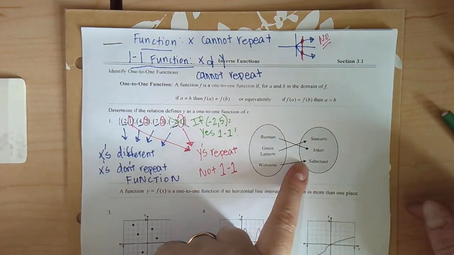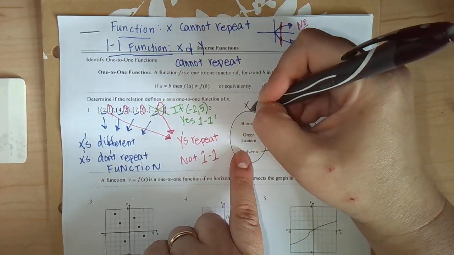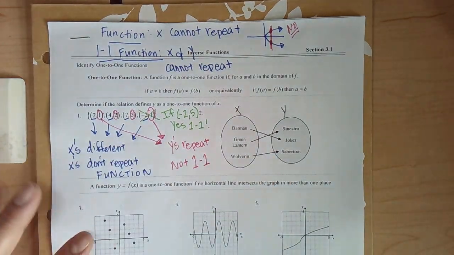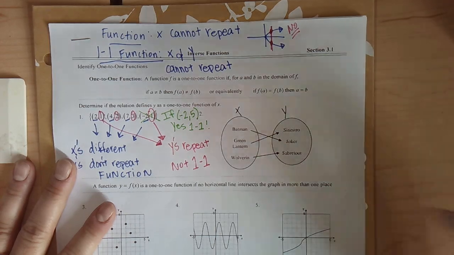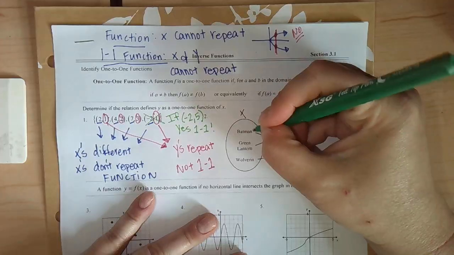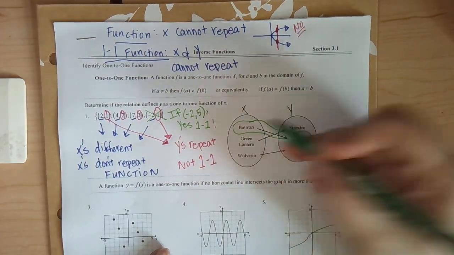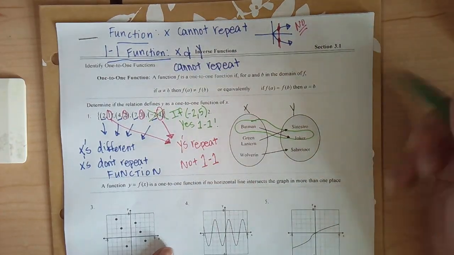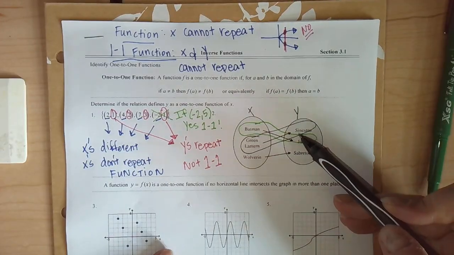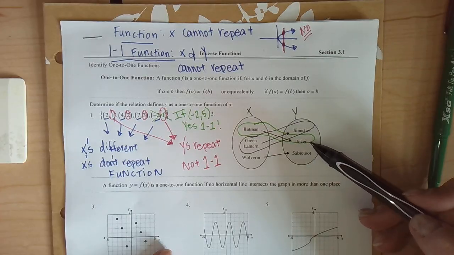Okay, let's look at this second picture. Over here on the left, this left circle is the x's and this right circle is the y's. It's called a mapping. If we follow the arrows, this says that Batman goes with Joker. There's just one villain with one hero, so that looks good. Then we have the Green Lantern with Sinestro. So for one input, we have one output. For one hero, Batman, we only have one villain, Joker.